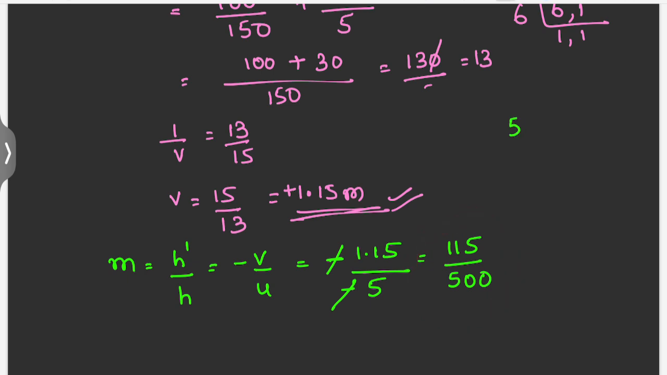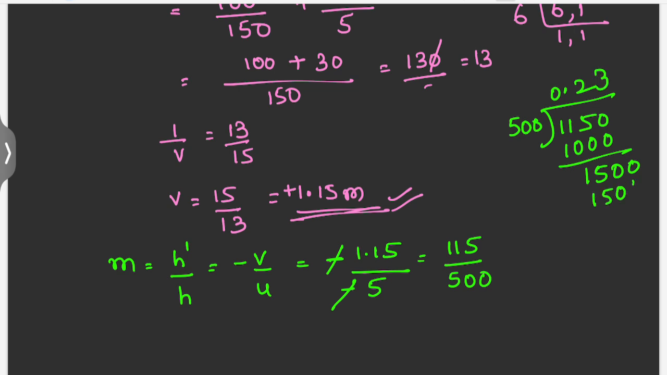So here we can divide 115 by 500. Now take the point and put 1 0 here. 500 twos are 1000, so the remainder is 150. Take one more 0 here. If you put 3 here, it is 1500. So 0.23 you will be getting. So this is equal to plus 0.23. So the magnification m value we are getting is plus 0.23.